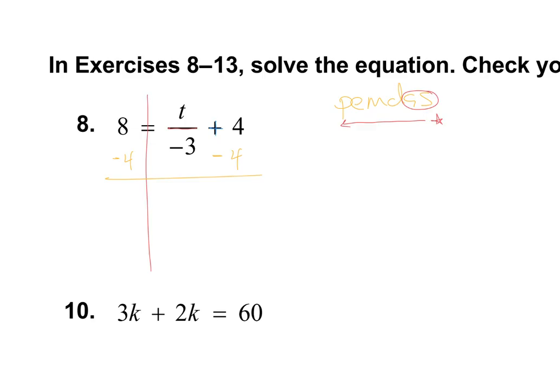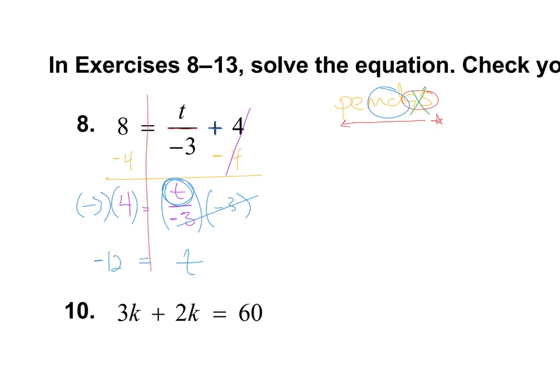Now, if you're like, that's not what I would have done, I'll show you another way here in a second. So these 4's cancel, leaving us with 8 minus 4 is 4. And t over negative 3 is still there. Now, we are done with adding and subtracting, because right here, there is a t not being added to, but being divided. So what is the opposite of being divided? It is multiplying by negative 3. And so these negative 3's cancel, leaving us with t is equal to negative 12.